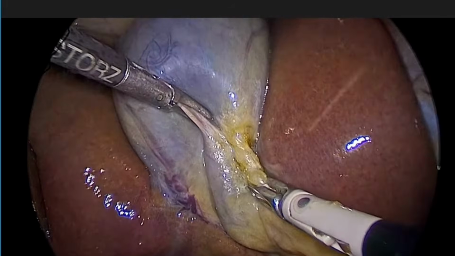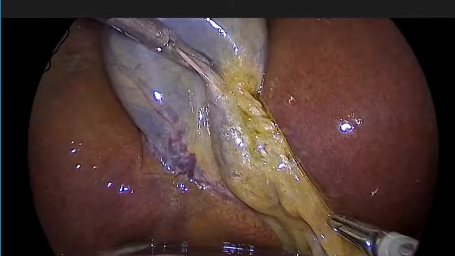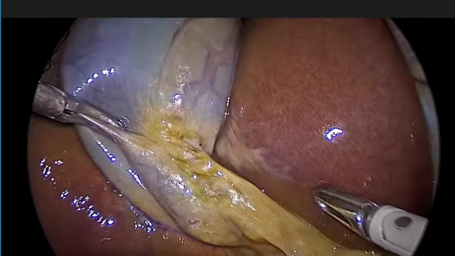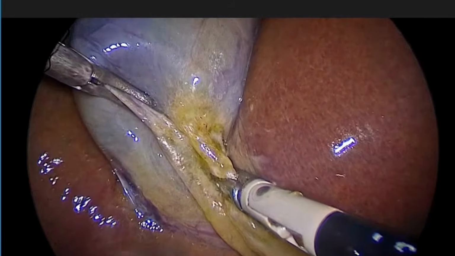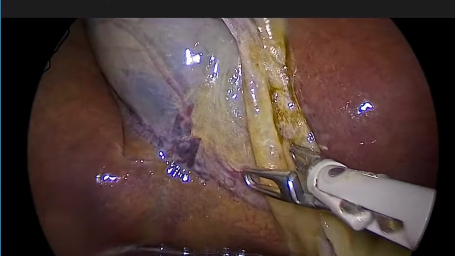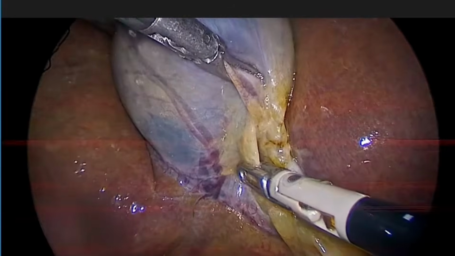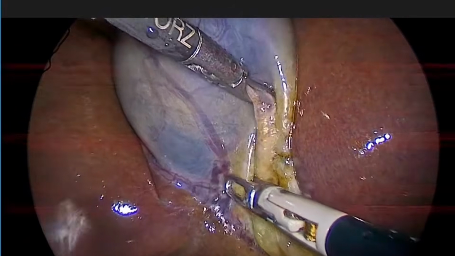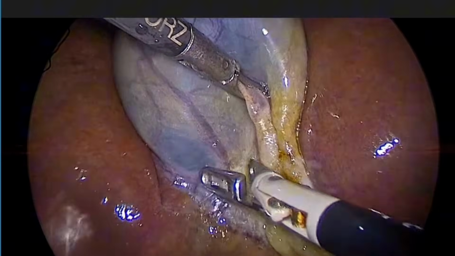Those are the branches of cystic artery arising from the undersurface of the lymph node. The cystic artery is somewhere here. Main cystic artery from right hepatic artery goes to the undersurface of the lymph node, divides into several branches, goes on the gallbladder wall. And these are minor vessels. We are just coagulating the fibrous and fatty tissue on the posterior aspect also.